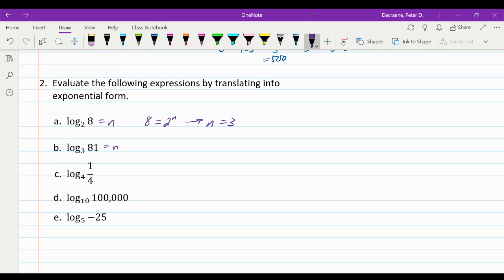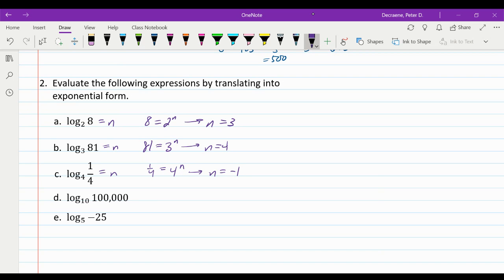Similarly here, just make it equal n if you're not sure what to do. The base, the power, the exponent, so 81 equals 3 to the n. And again, we can check powers of 3. n is 4, because 3 squared is 9, 3 cubed is 27, 3 to the fourth is 81. Here again, I've got 1/4 equals 4 to the n. And if you remember what we were talking about with the negative exponents, n equals -1, because a negative exponent means take the reciprocal.